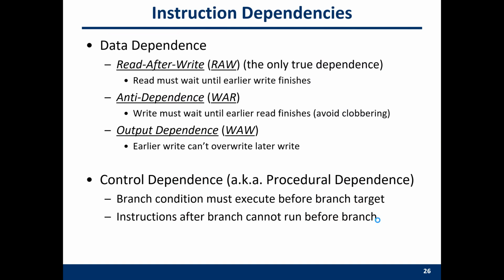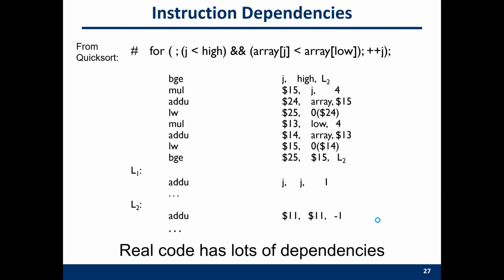We also have the write after read. We also solve it by register renaming. And we also have a control dependency. So this is one example of the quick sort. We have a lot of data dependency here.